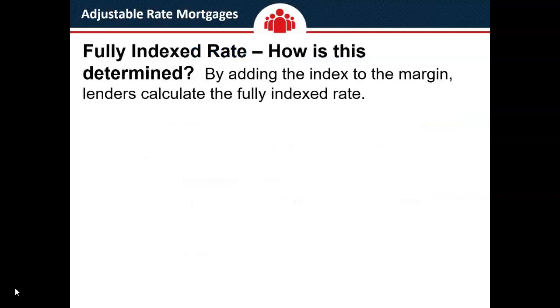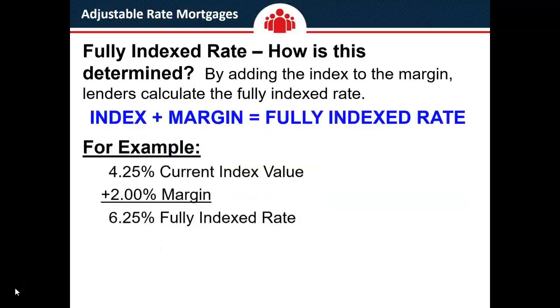Fully indexed rate, just want to make sure you get that. How is the fully indexed rate determined? By adding the index to the margin. The index plus the margin equals the fully indexed rate. So say we have an index of 4.25 and a margin of 2%. That means the fully indexed rate is going to be 6.25%. You simply add the index to the margin to determine what the fully indexed rate will be.